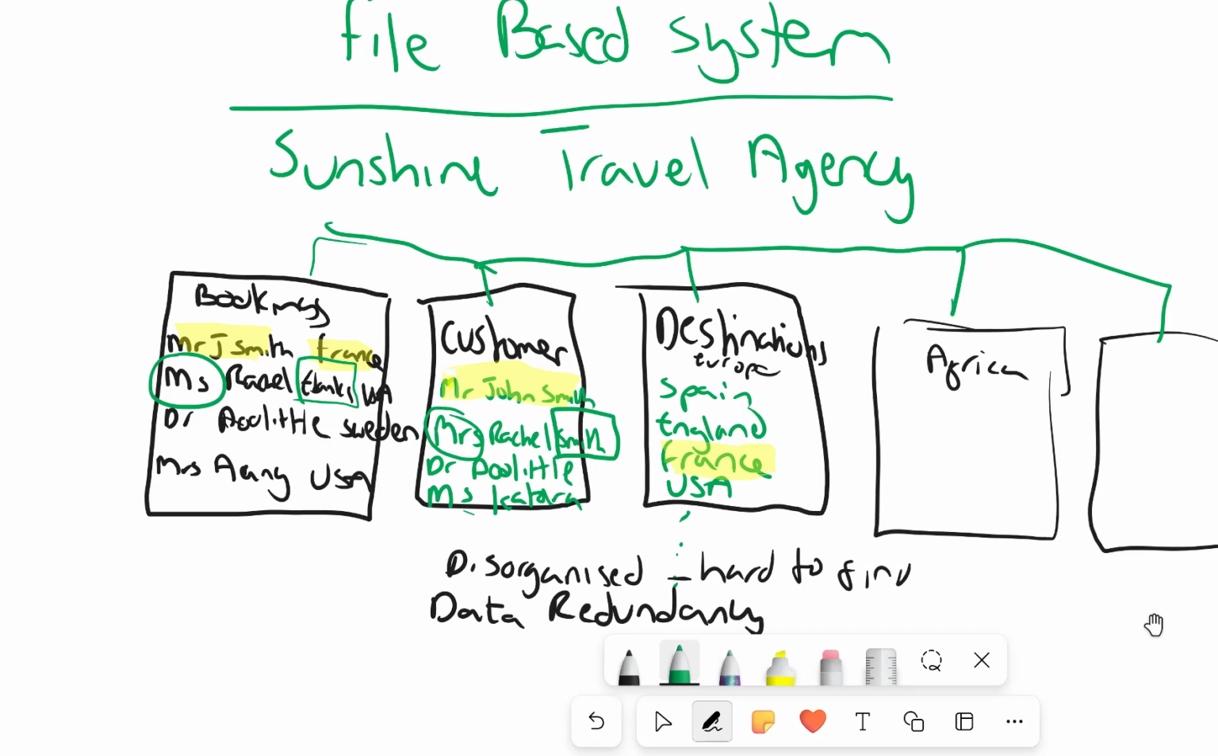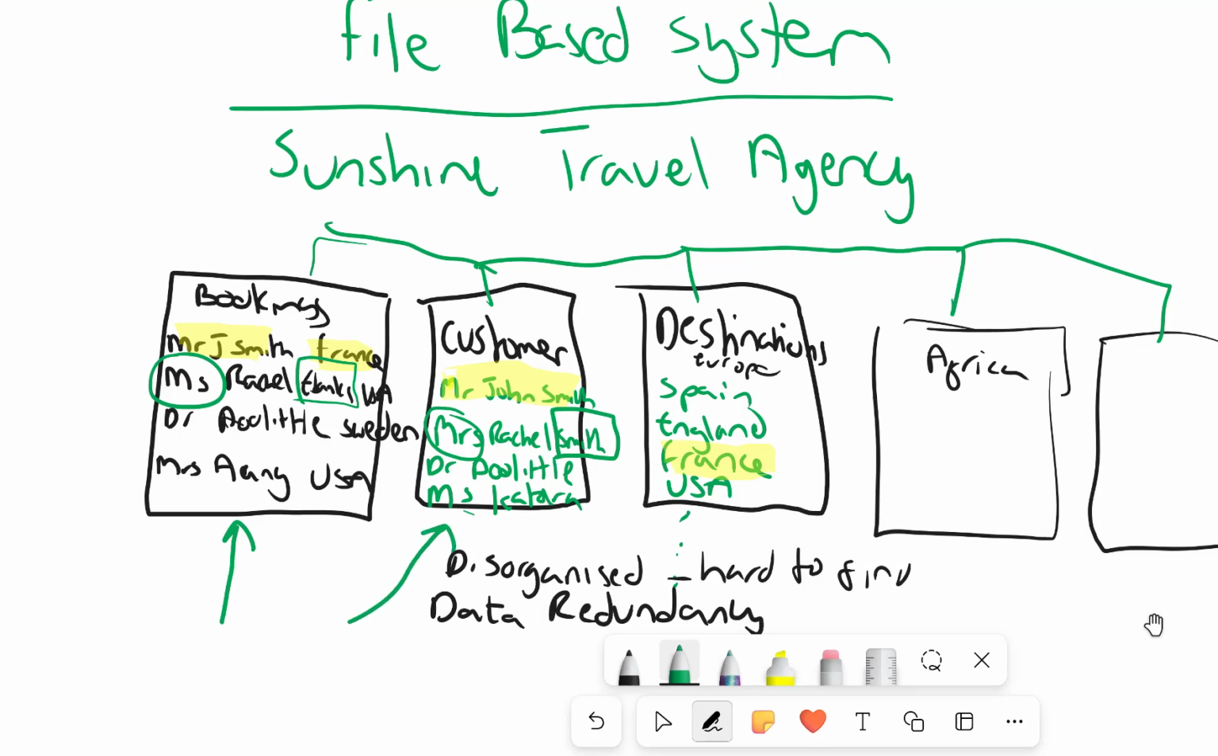We made a change on this file because we noticed she's now divorced since she made a booking. So she made a booking in October, she's going on vacation in March, she got divorced in December. So we've updated it here but not updated it here, so we've got some redundancy there. This basically means that a staff member has to manually update this one as well if they remember to.